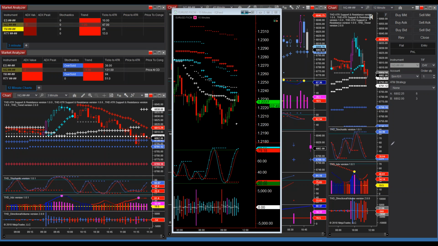You mean the blue and the red, Mike? Yes, I do. That's part of the trend indicator. Now, this indicator on the 15-minute chart is just the ATR support and resistance, which is why it does not color the bars. It simply gives us the ATR and congestion values from the 3 different time frames.